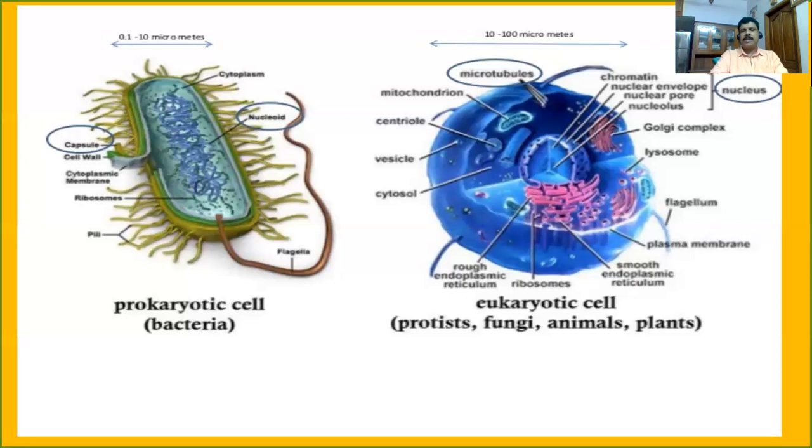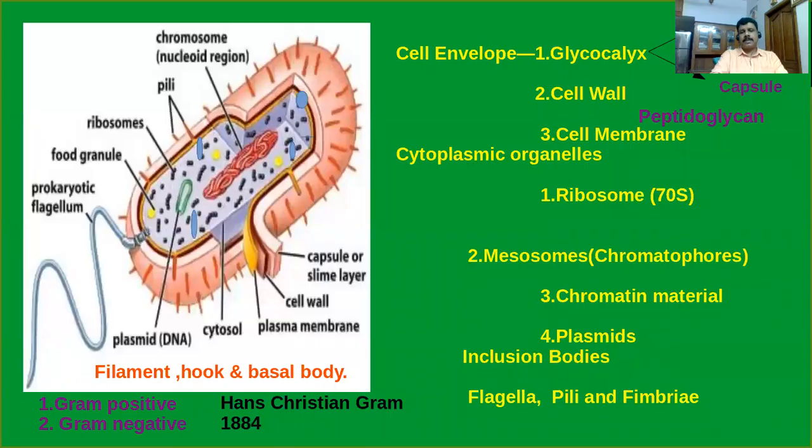Dear students, in this lesson, we have to discuss in detail the characteristic features and the structure of both prokaryotic cell as well as eukaryotic cell. So first of all, in this session, I am going to discuss the detailed structure of a prokaryotic cell. Dear students, this is the diagrammatic representation of a bacterial cell. When you consider the structure of a bacterial cell, first of all, it has a cell envelope.